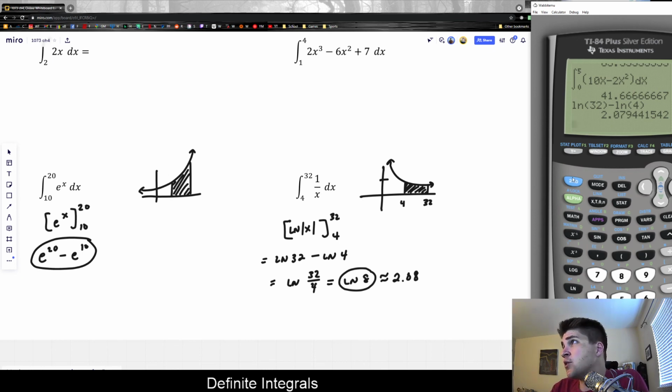Or, of course, we could use our calculator to get an approximation as well, just to double check ourselves. So 4 to 32 of the 1 divided by x with respect to x, and that gives us about 2.08, the exact same answer.